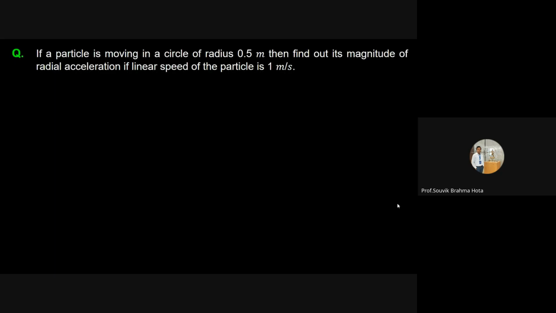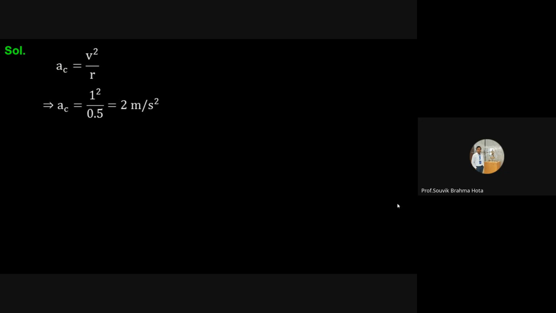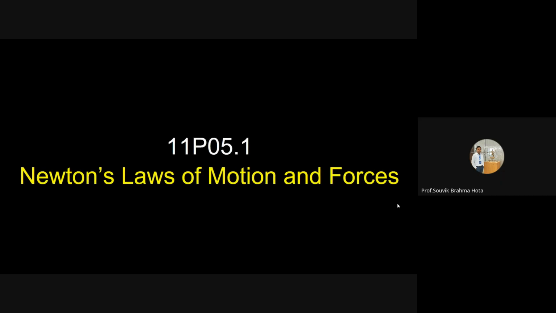Okay, and momentum, we know p is equal to m into v, mass into velocity. Now if a particle is moving in a circle of radius 0.5 meter, then find out the magnitude of its radial acceleration if the linear speed of the particle is 1 meter per second. So what you should do, acceleration is v square by r, so v square is 1 square by 0.5, so 2 meter per second square. Correct.